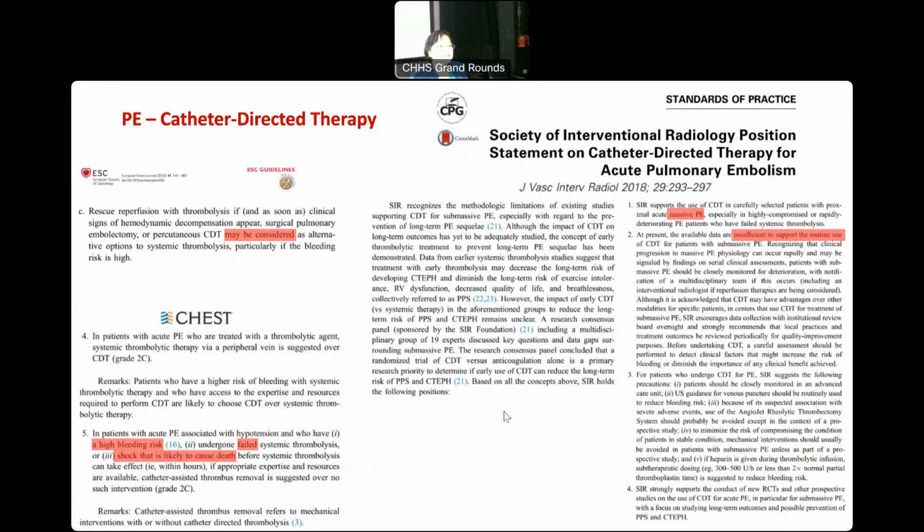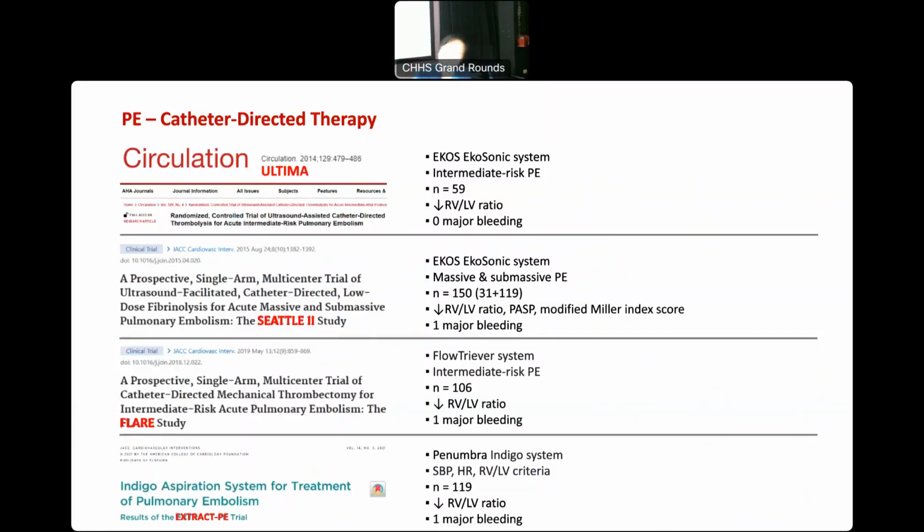But we're not going to wait until the randomized controlled study. They will take time. So the question for us is, is it safe for the intermediate risk PE patient, and who will actually benefit from it? Is it safe? Since 2014, you can see multiple studies investigating catheter-directed therapy. The first one, ULTIMA, and the other two were catheter-directed thrombolysis. And FLARE and also the Indigo system are more suction or some type of mechanical thrombectomy.